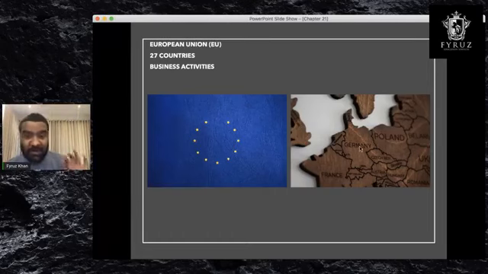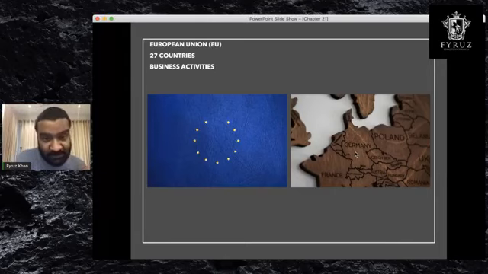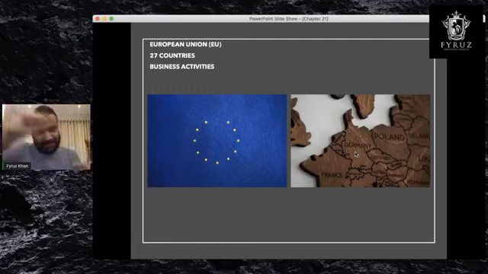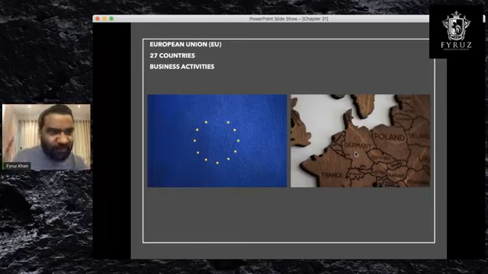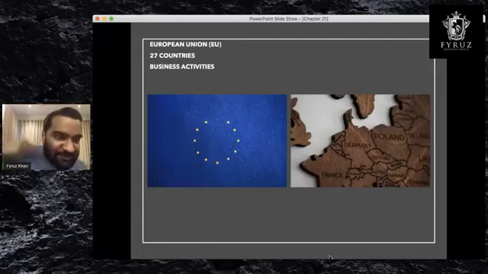Now, if Germany wants to sell something to Poland, think about it. If they were separate countries, it would be difficult. There would be separate laws and regulations, separate currency, separate tax, tariffs, and quotas. But if all these countries are together, they are treated as one big market. These are 27 different countries, but if you see them as one whole market, there are more opportunities available. So they have come together to make business activities easy.